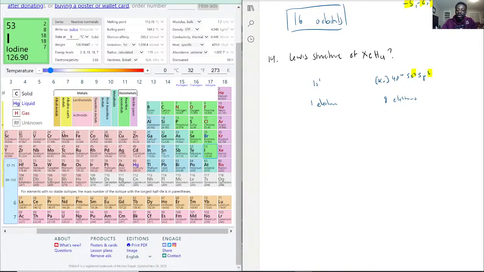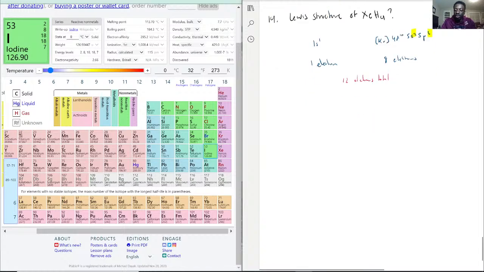Now if we have xenon tetrahydride, it's probably the best name I can think of, it would be drawn like this. We have 1 electron times 4, so that would be 4 plus 8. We need 12 electrons total. All right, so let's get to drawing it.